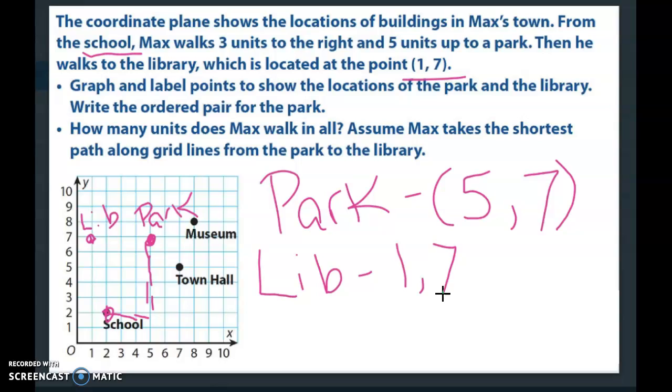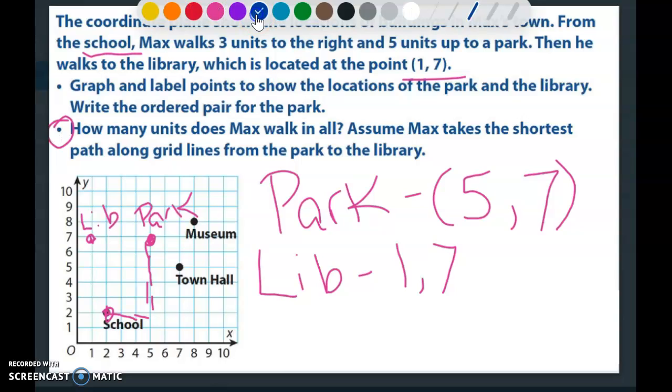So looking at our second bullet point, how many units does Max walk in all? Every time we jump from one square to another, we're going to count that as a unit. So I'm going to change the color of my pen. I kind of want to make it a little bit fatter. Okay, so let's look. He walked 1, 2, 3, and then he went up 5. So what's 3 plus 5?